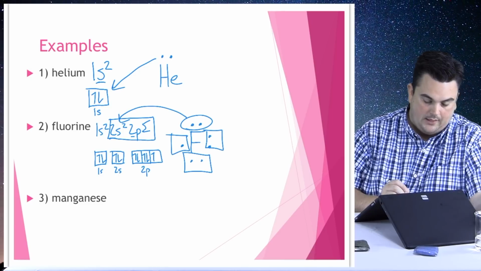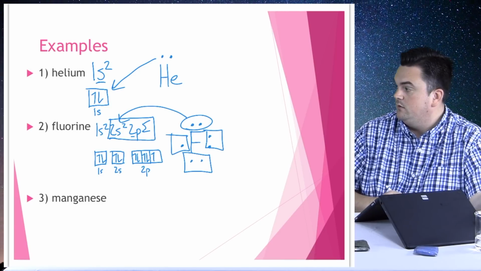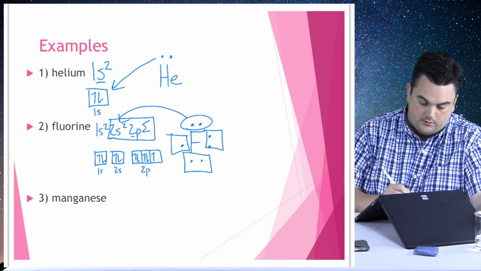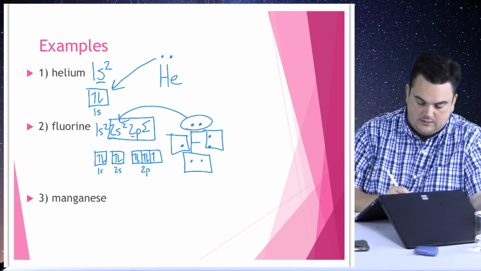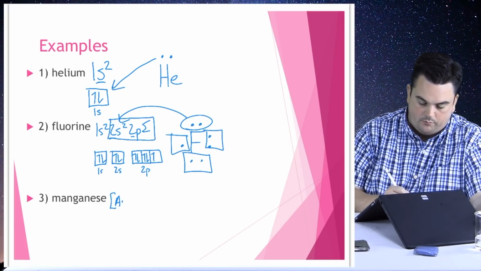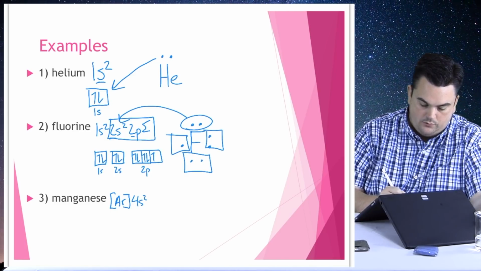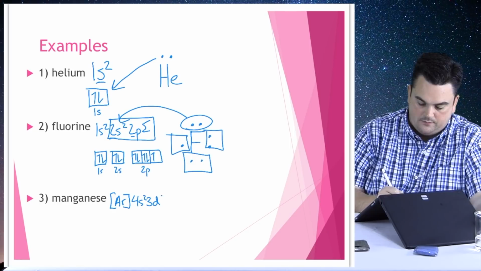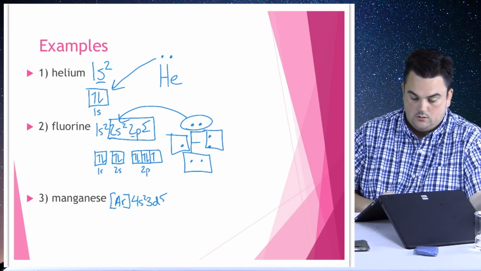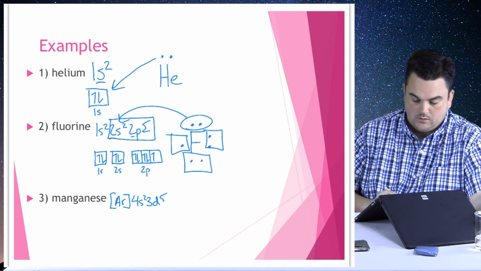All right, last one, number 3, manganese. Okay, so that's pretty long. Can I shorten that? Yeah, let's do an abbreviated one. Argon is the group 18 element that comes before, so I'm going to put that in brackets, and then from there on it's 4s2, 3d5.